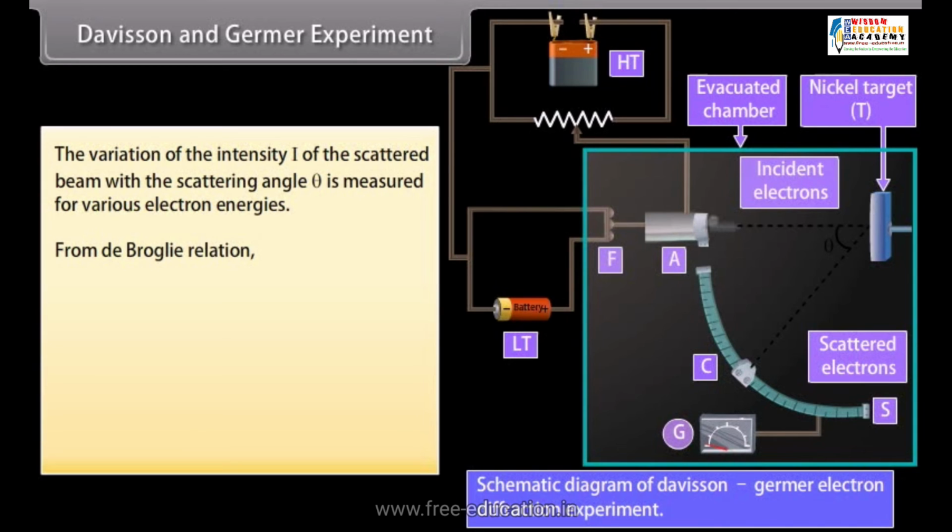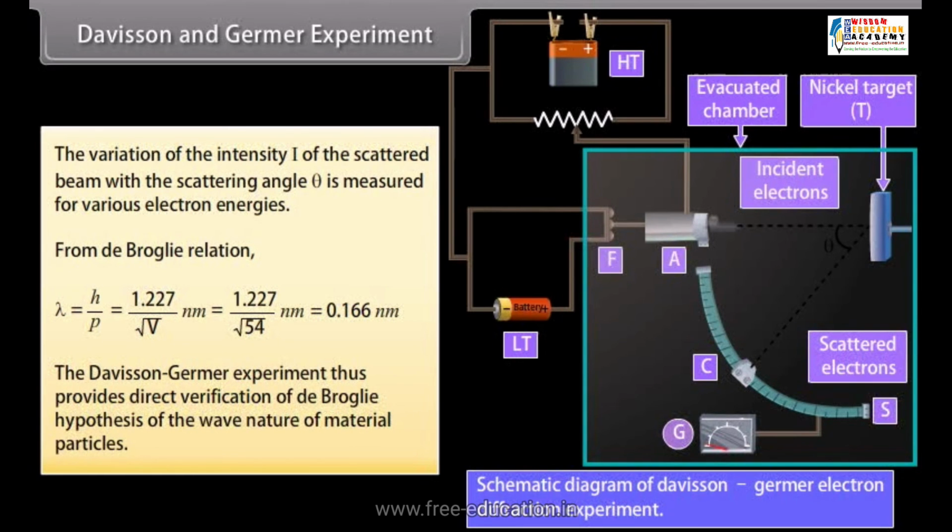For these electrons accelerated through a potential difference of 54 V, lambda equals h by p, which equals 1.227 by square root of V nanometer, equals 1.227 by square root of 54 nanometer, which equals 0.166 nanometer. The Davisson Germer experiment thus provides direct verification of the de Broglie hypothesis of wave nature of material particles.